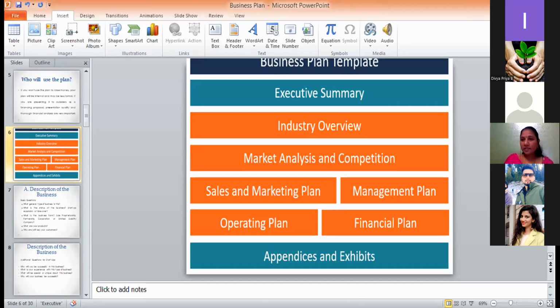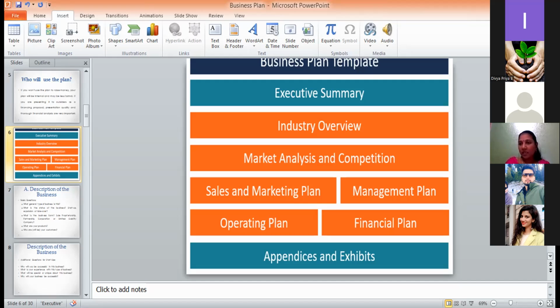Next is appendix and exhibits. It just tells about how you're going to execute your businesses. For example, projected financial. It may consist of projected financial statements, projected sales, trend analysis, measuring of analysis, given in an appendix and exhibit.